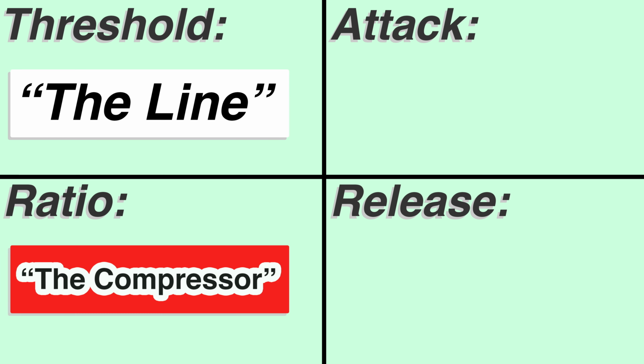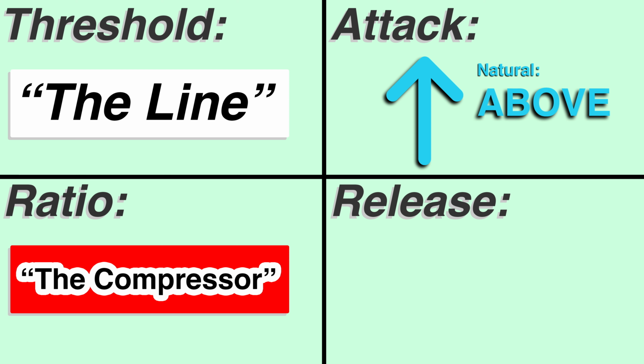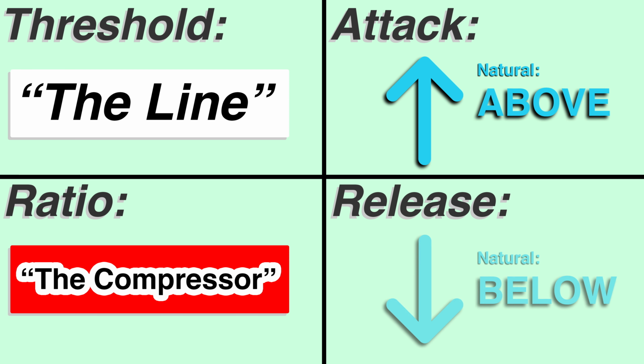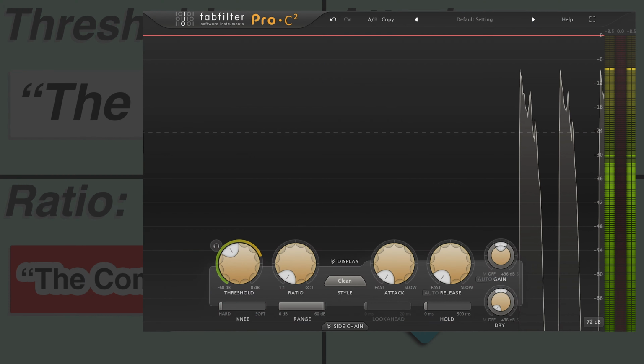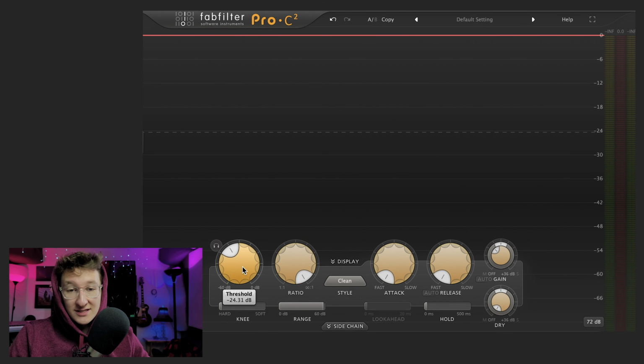The ratio is the compressor. The attack is naturalness above the line. And release is naturalness below the line. Here's what all that means. Controlling this threshold controls where this line goes. We can see it move up and down when we move the threshold.